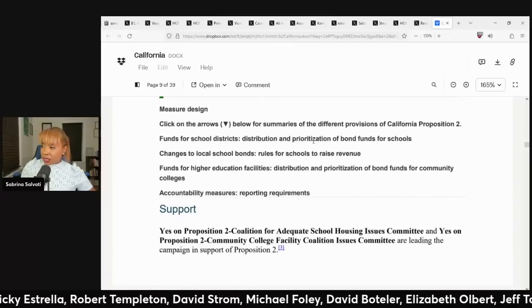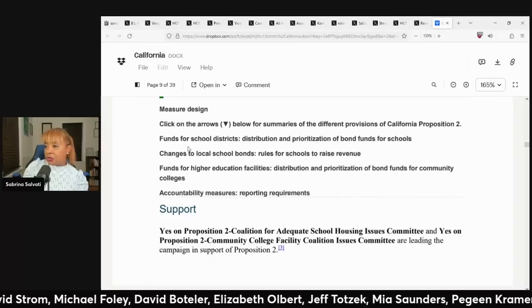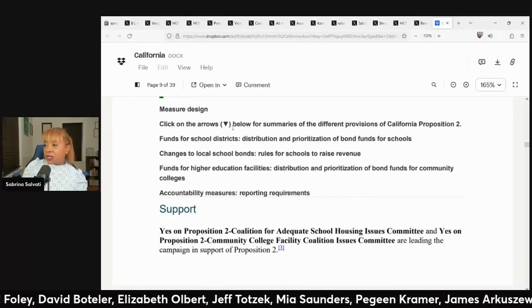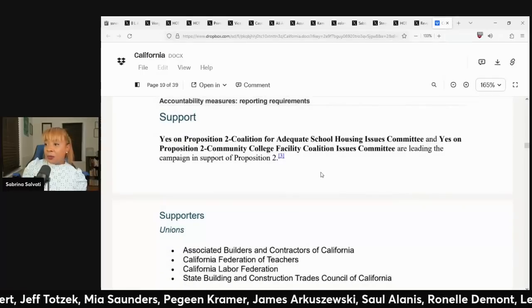Click on the arrows for summaries of the different provisions of California Proposition 2. It says funds for school districts, etc. I don't think that works though. Sorry about that, guys.